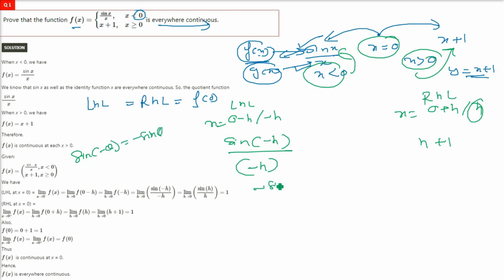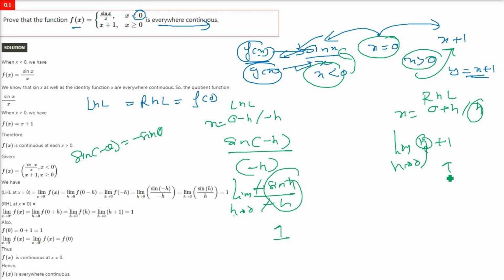So you can write it as minus h sin h divided by minus h, and minus minus gets cancelled. Now apply the limit. This also we know. Here also we will apply the limit. Limit h theta tends to 0, sin theta by theta is what? It is 1. Here also h equals 0. So it is 1. So left hand limit is 1. Right hand limit is 1.